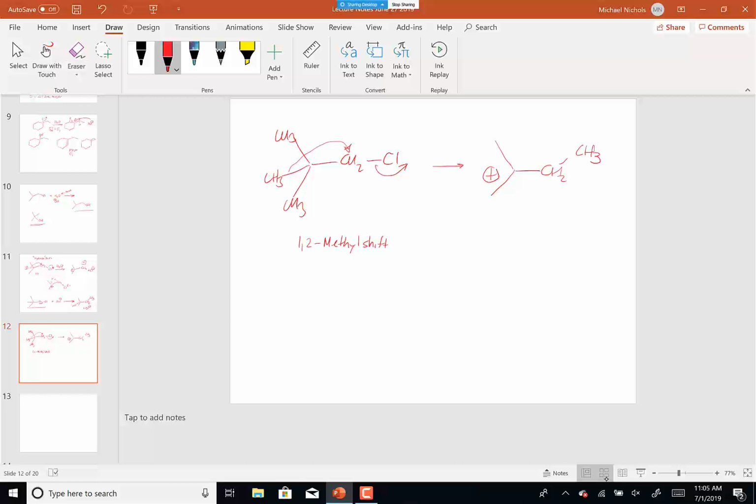And the transition state for that would again be a triangle, with the methyl group attached to both of the carbons simultaneously. The chlorine is going delta minus, and the carbon is going to become delta plus, because it's going to be a carbocation.